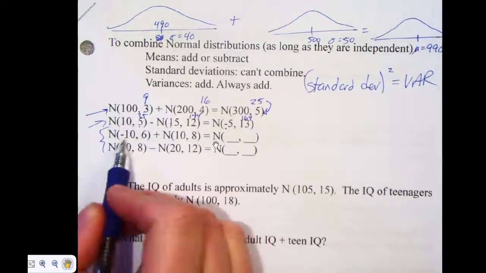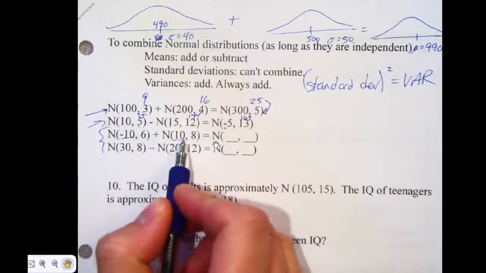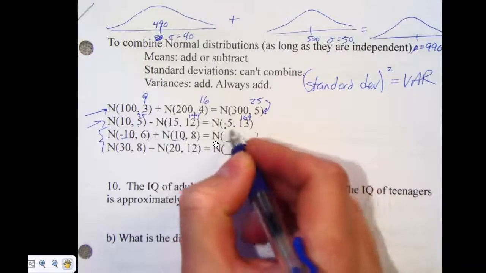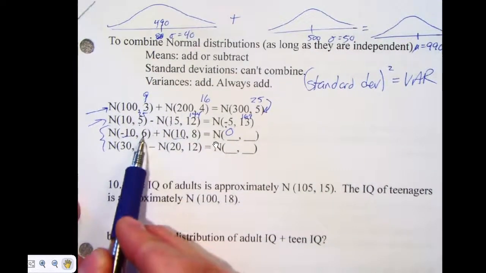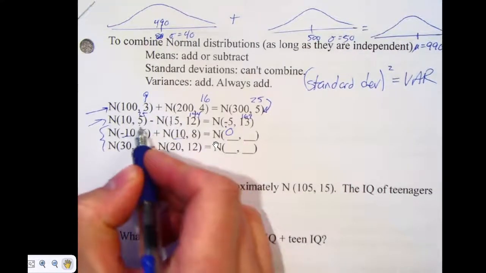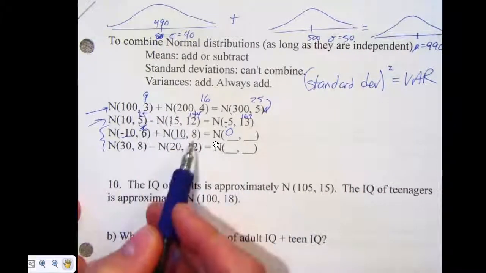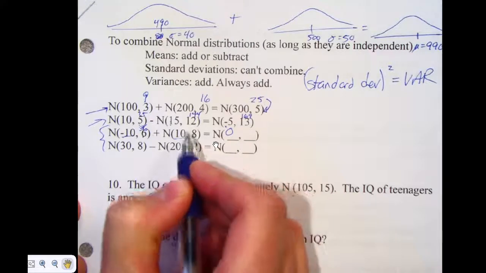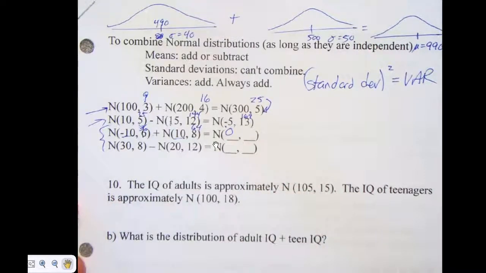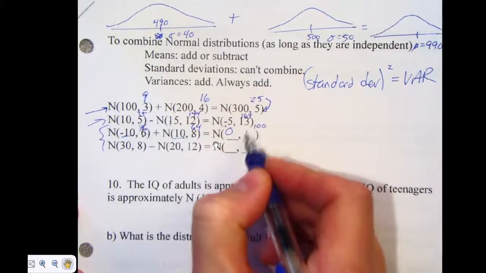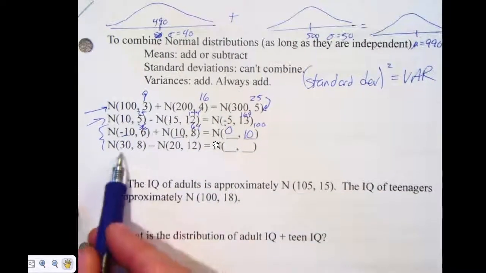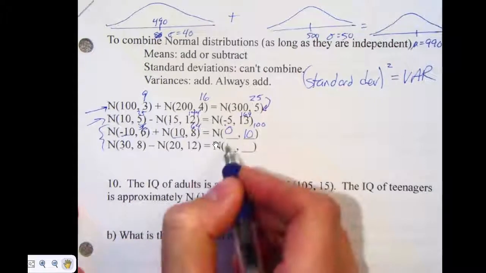So this one I've got a mean of negative 10 and a mean of 10, and I am adding those up. So you would expect the mean to be 0. Here we got a standard deviation of 6. So when I square that, that gives me a variance of 36. This is a standard deviation of 8. When I square that, it gives me a variance of 64. I add the variances and get 100, so then what's the standard deviation? Should be 10.